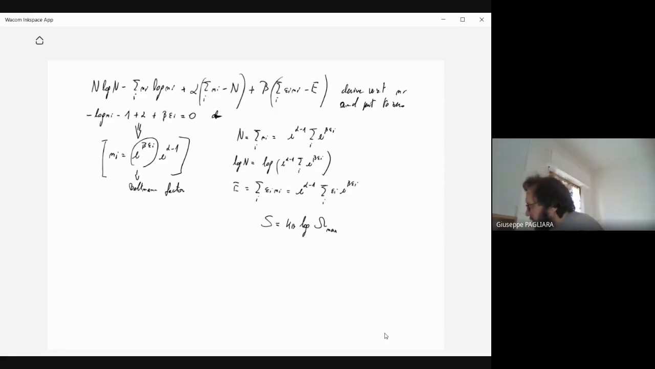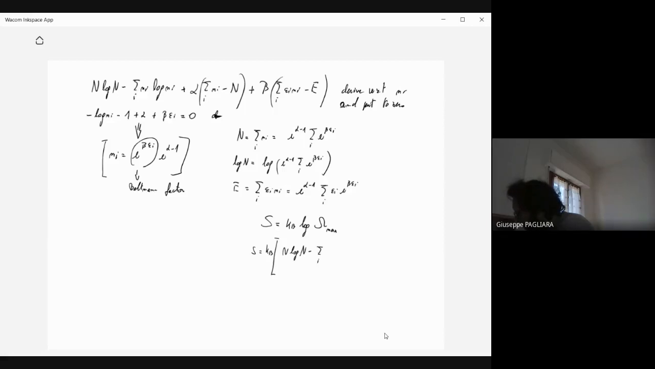And so I just need now to compute the log of omega max by introducing the ni that I just found. Okay, so then this S is equal to Kb, which can be collected outside. Then I have the log of omega max is n log n minus the sum of ni log of ni. And now I can substitute the ni that I just found.